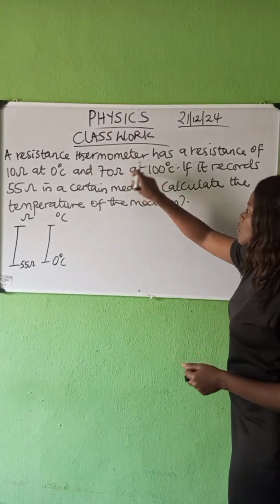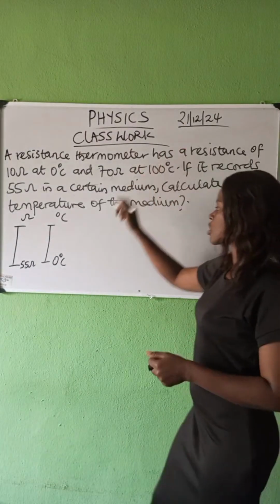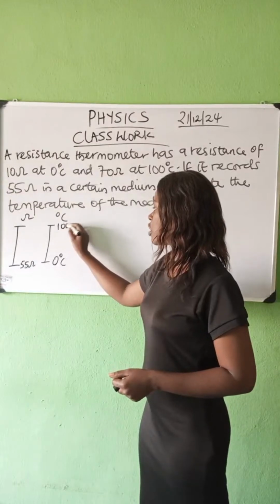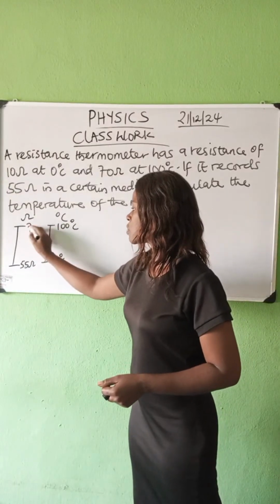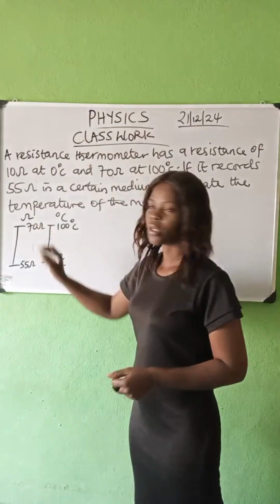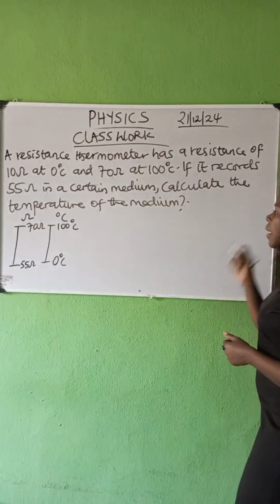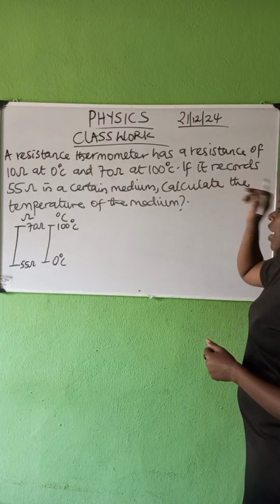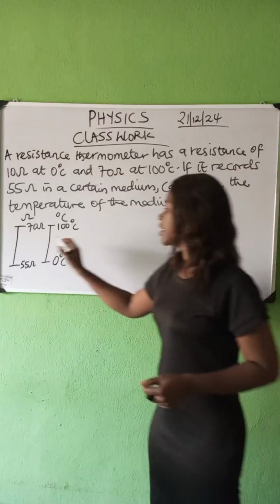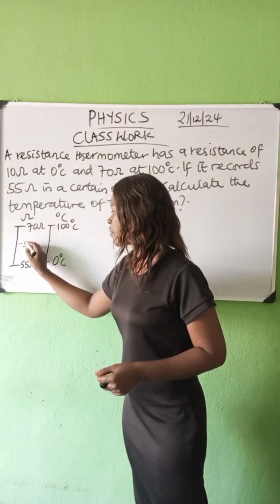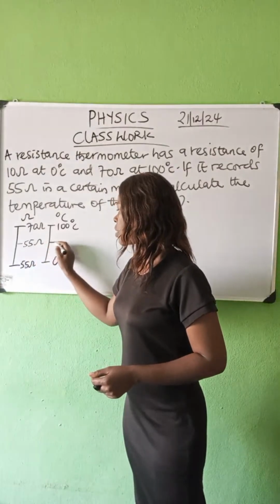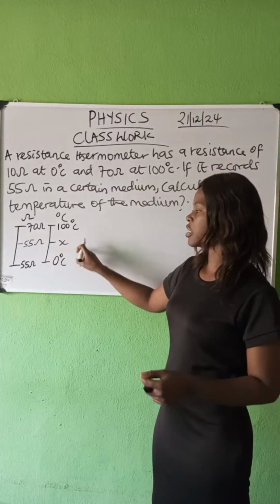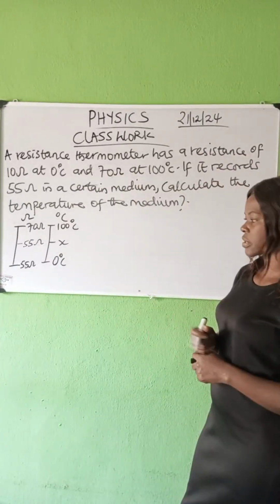And 70 ohms at 100 degrees Celsius. When this is measuring 100 degrees Celsius, this one is what? 70 ohms. Is that okay? Calculate the temperature if it records 55 ohms in a medium. Now, if this one records 55 ohms in a medium, what are we looking for here? The temperature in this one, which is the degrees Celsius.